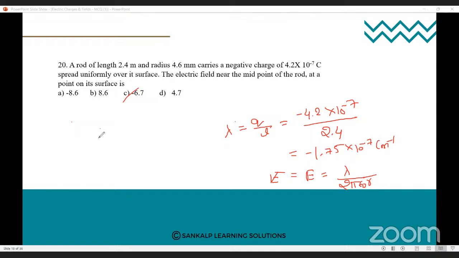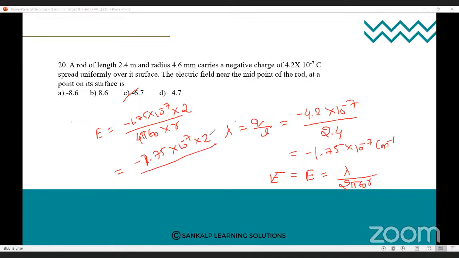So here we have the electric field is equal to lambda, which is minus 1.75 into 10 to the power of minus 7, divided by 2 pi epsilon naught r. Instead of 2 pi epsilon naught, multiply and divide by 2 in the numerator. The denominator then becomes 4 pi epsilon naught into r.